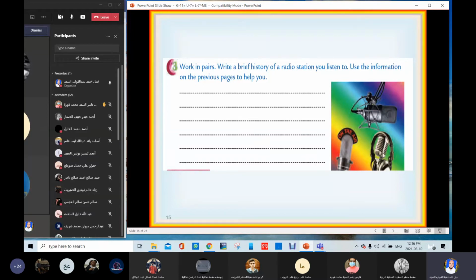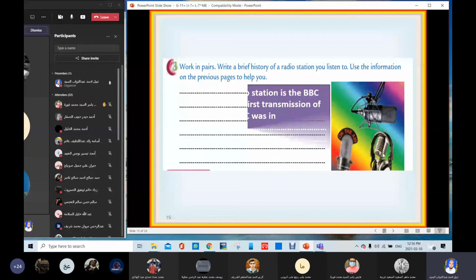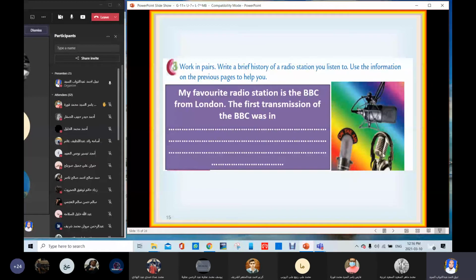You can surf the net now to get some information about your favorite radio station. You start saying like this: My favorite radio station is the BBC from London. The first transmission of the BBC was in... So you have to mention facts. You have to mention dates, what programs they broadcast on this station, and talk about your favorite radio program.